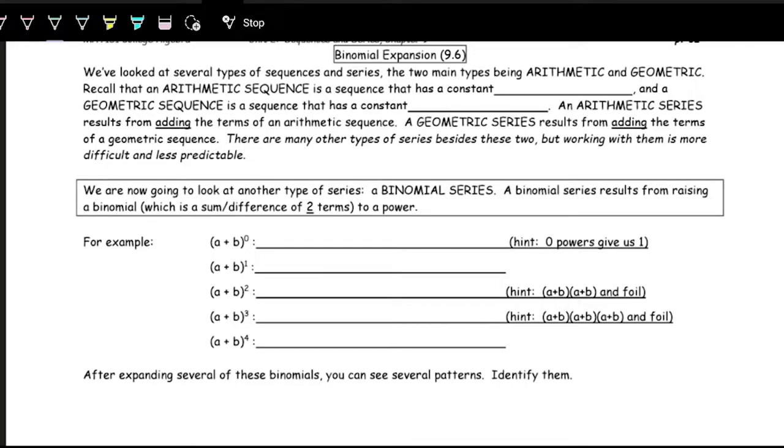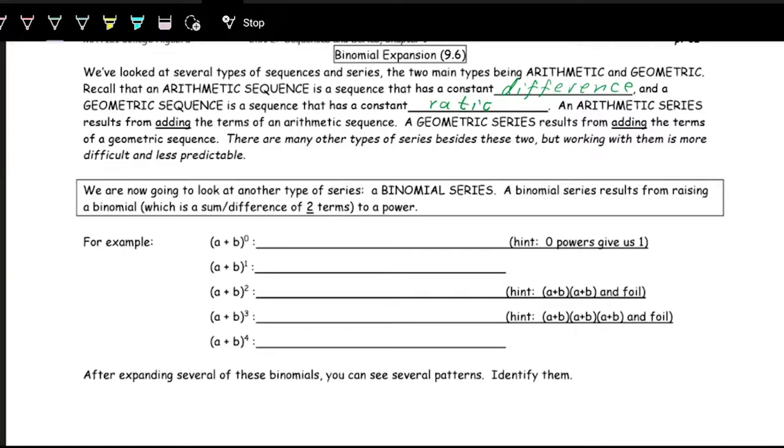So now all this builds up to being able to look at a different type of series, which is called a binomial series. Most of the different series and sequences that we look at are arithmetic or geometric, because those are very nice to work with. Remember that the arithmetic sequence is a sequence that has a constant difference, and the geometric sequence is a sequence that has a constant ratio.